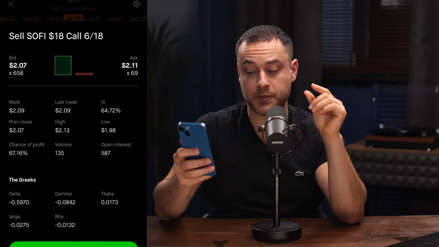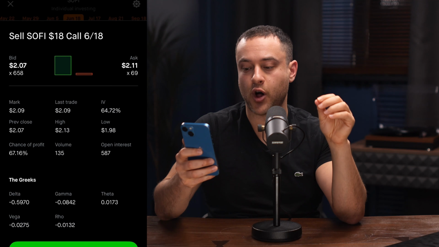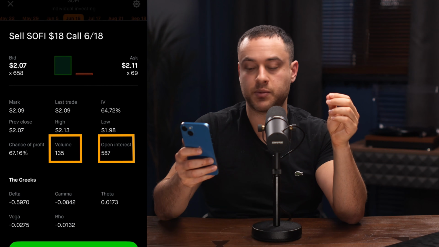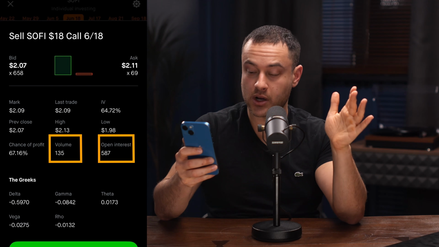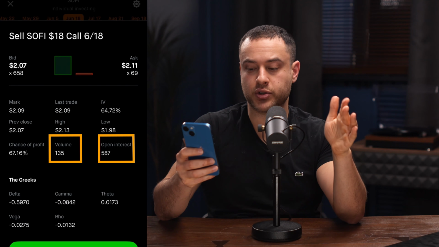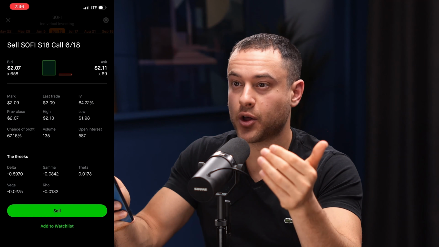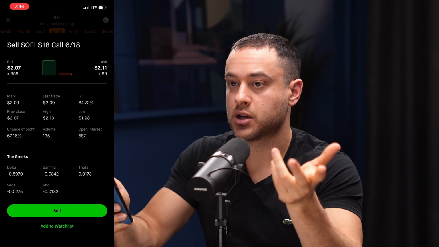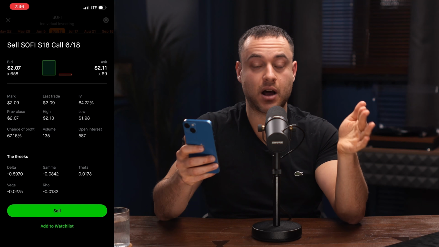In terms of options liquidity, this refers to volume and open interest. I personally look for options that have a volume of at least 100 or an open interest of at least 300. This just means that there's enough active volume and people trading these contracts. So therefore, you can get in and get out much easier.